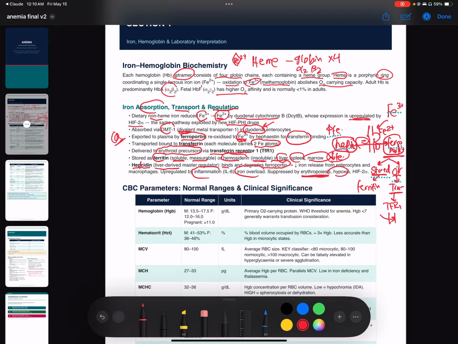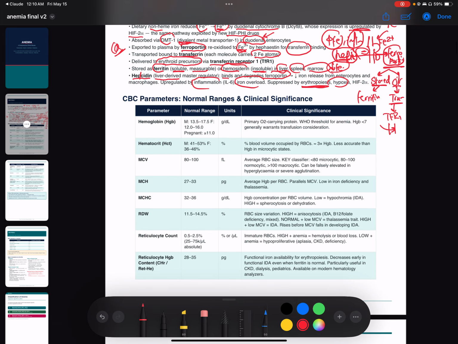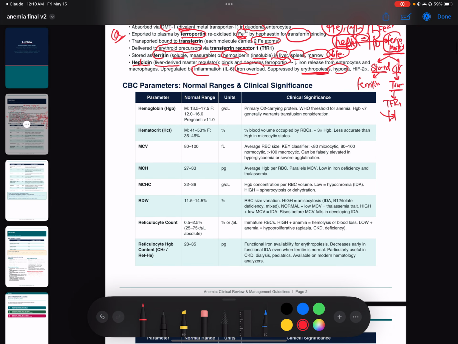The problem with hepcidin is that it can also increase in inflammation. So sometimes it has nothing to do with the iron, sometimes it's just the inflammation that can increase the hepcidin, and this is an acute phase reactant, so it's an inflammatory protein. So if hepcidin is upregulated by inflammation, it will decrease the iron absorption. Okay, so this is just a brief summary about the iron pathway between absorption, transport, and regulation.